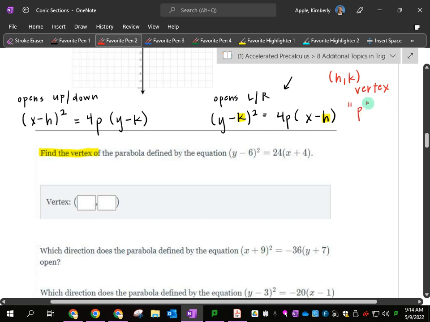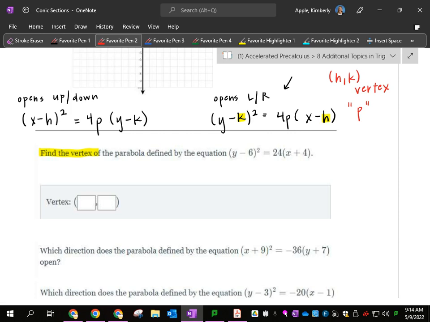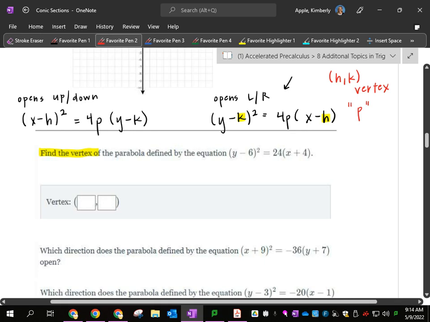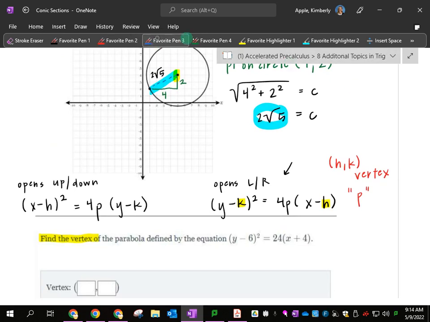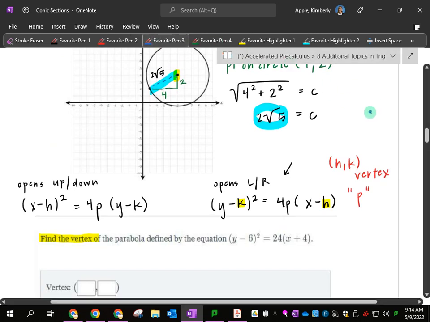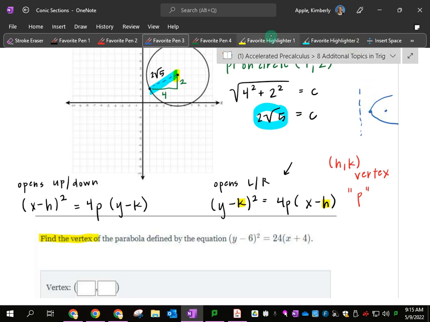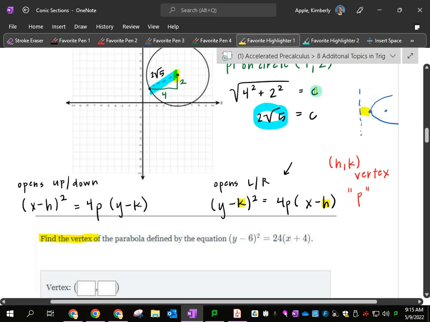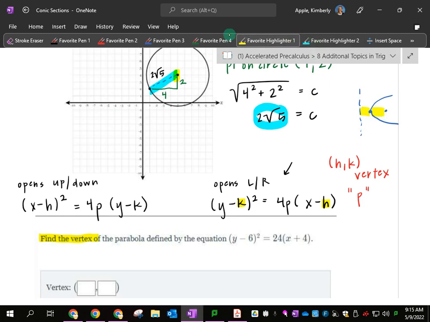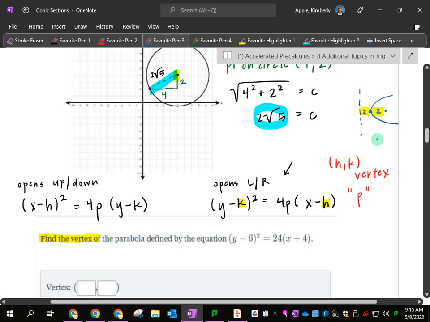And this p distance, if you remember back, and if you look at your formula sheet, p is the distance from the vertex to the focus and the directrix. I'm just going to sketch this off to the side. If you have this parabola and it's going to open like this, you're going to have the directrix and you're going to have the focus. This distance is p, as is this one. If you remember, if this was 2, so was this.